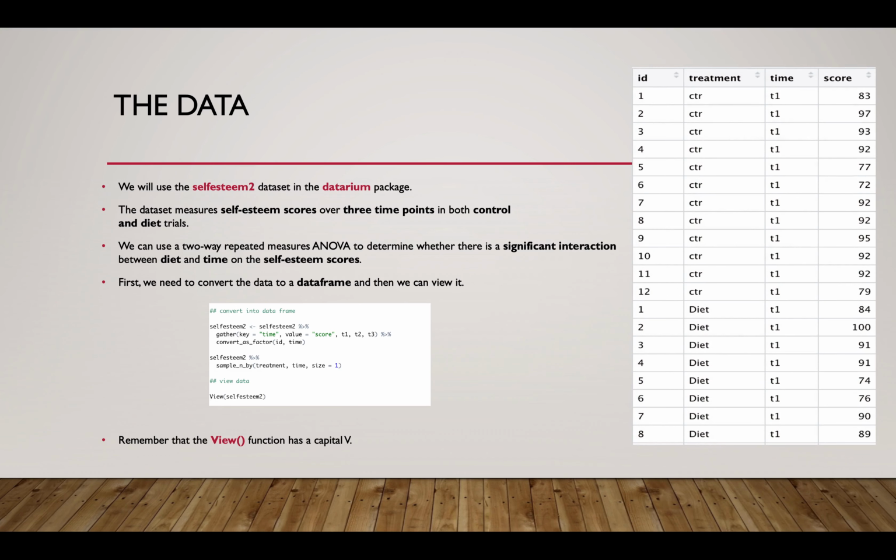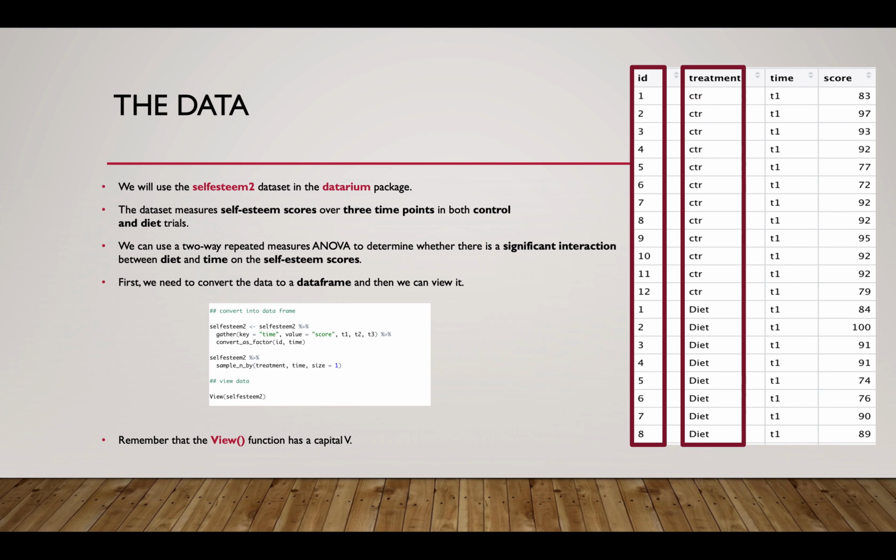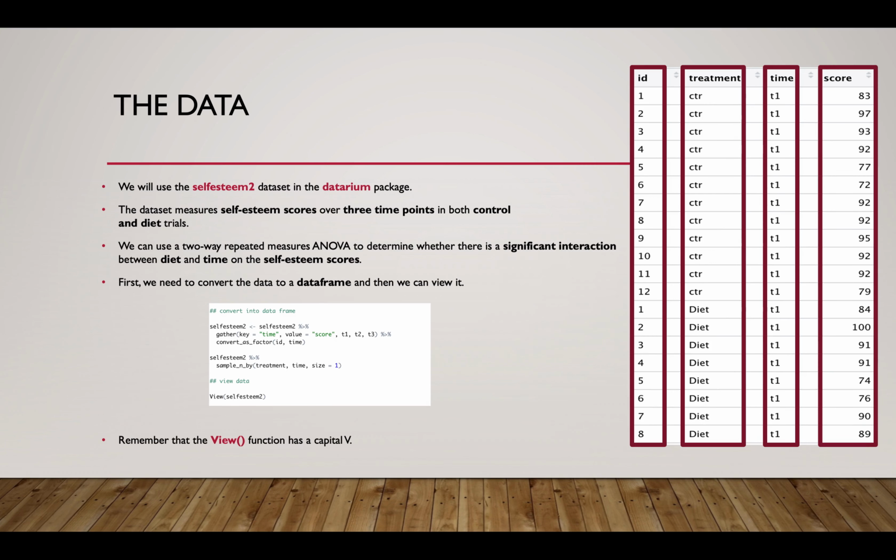So this is what our data looks like. Here you can see participant ID numbers, which are repeated because this is a within subjects design. Next is the treatment condition, which is either control or diet. This is which time point the score was taken at. And finally, score is our self-esteem scores.